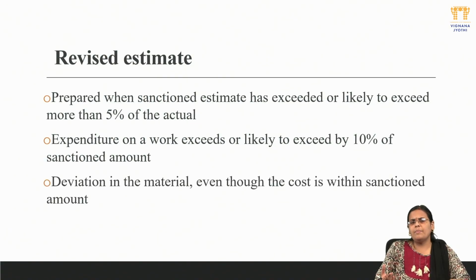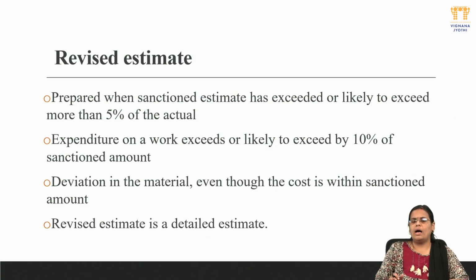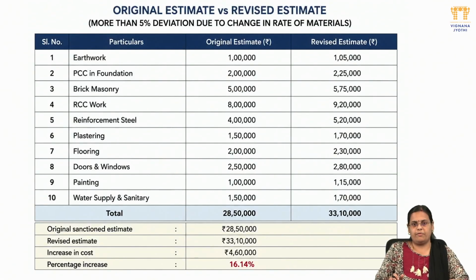And in some cases, even though there is no change in the material quantity, there is no change in the labor, but still there will be some deviation of material at the construction site. Whenever there is a deviation of material at the construction site, even though the cost is within the budgeted amount, then also you have to go for revised estimate. And this revised estimate is also a detailed estimate, as I mentioned before.